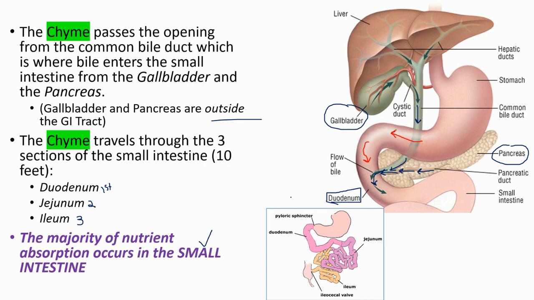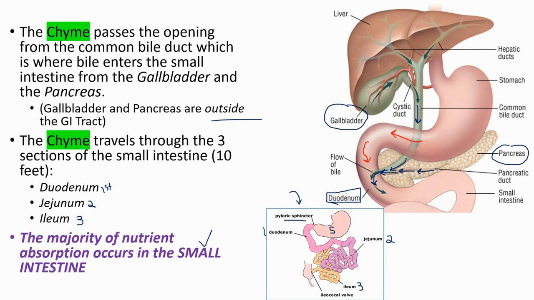So this right here just kind of shows, there's your pyloric sphincter. That is the section from where the stomach turns into the small intestine, and then you have your first section of the small intestine, the duodenum. Notice it's pretty short. You have your jejunum, which is your second section. This is pretty large, a lot of purple there. And then the ileum, which is the very last section.